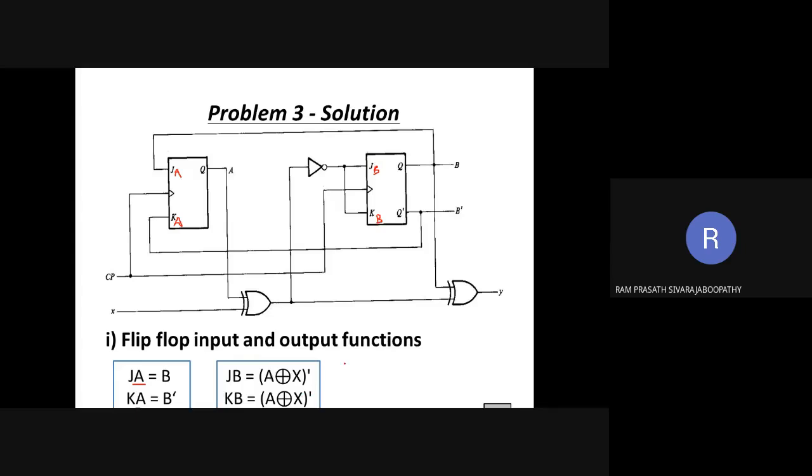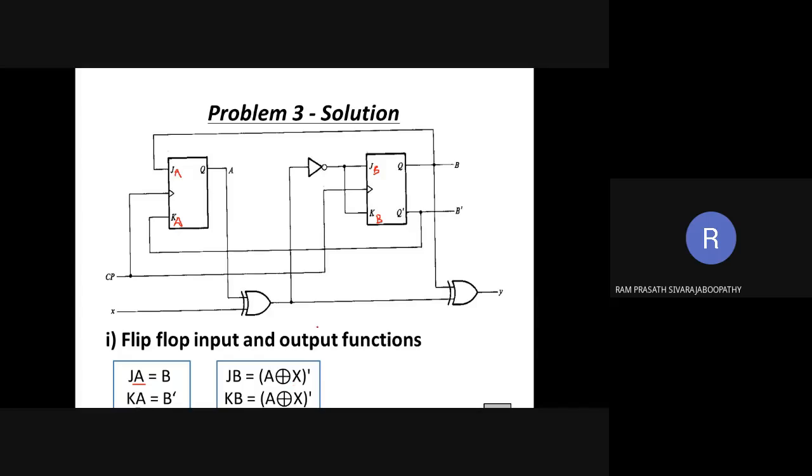Fine. So now what are we doing with J and K? We have given the same input. So whatever the function is here, the same will come here. That's why KB also equal to A XOR X whole bar. Or you can say A XOR X. Simply you can say A XOR X.